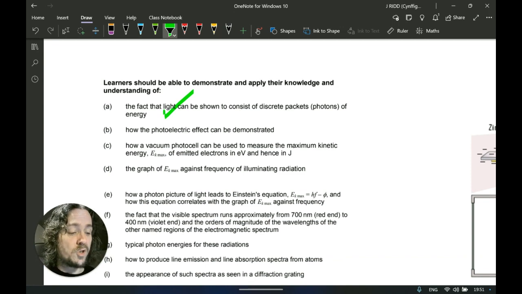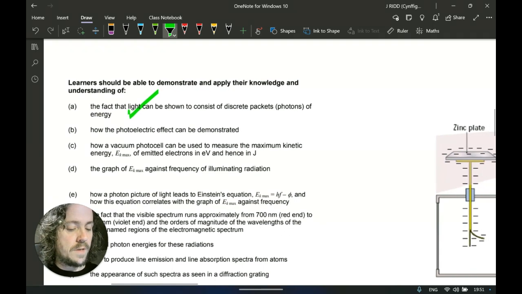The fact that light can be shown to consist of discrete packets or photons of energy is just a fact you need to know. So moving on then, how the photoelectric effect can be demonstrated. Let's get on to that one. Now, the photoelectric effect, to give it a little bit of a backstory, essentially broke physics for a while.